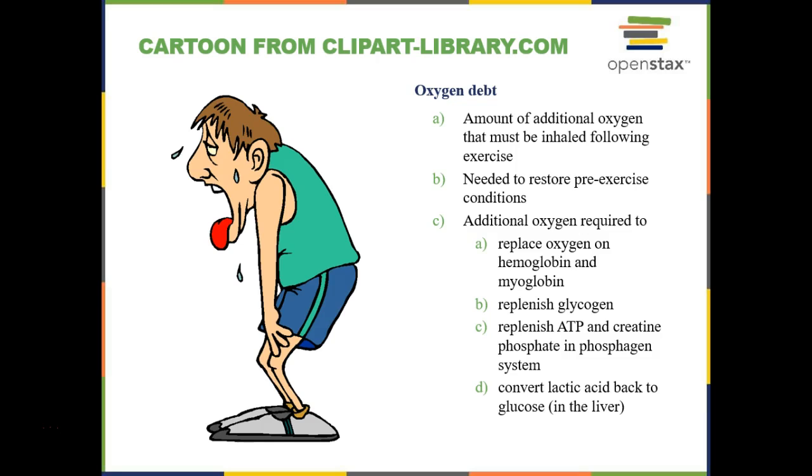And so we have to replace that. That's part of that oxygen debt. We're replacing oxygen back in our system that we have used. We're going to have to replenish glycogen stores. So we've used a lot of glucose. When you exercise, you're using a lot of glucose, and you need to replenish that glucose back. And so we take extra glucose and we build up glycogen stores. We have to produce more creatine phosphate for the phosphagen system.